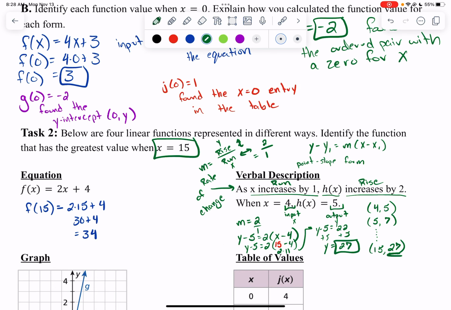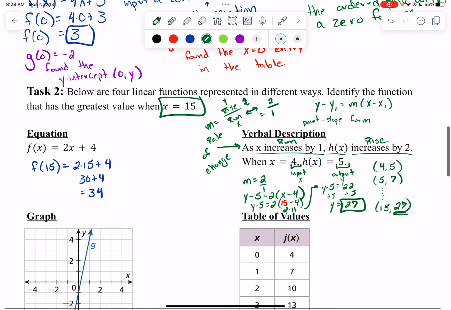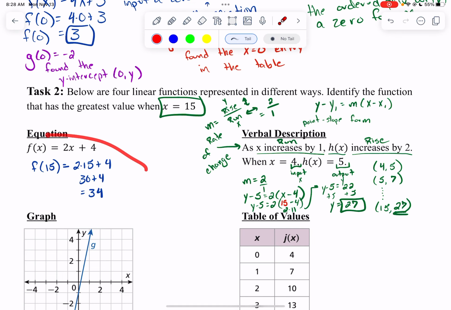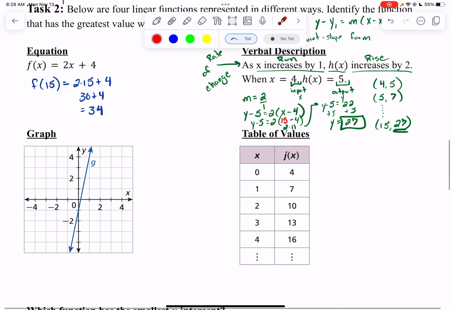So far this has the greatest y value. So far F is in the lead. It's got a y value of 34. This one only has 27. So far F's the biggest. Okay, let's keep going. So now G.